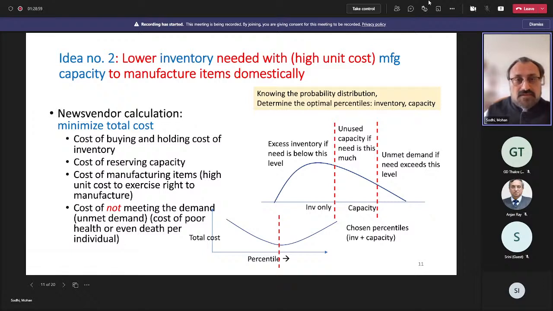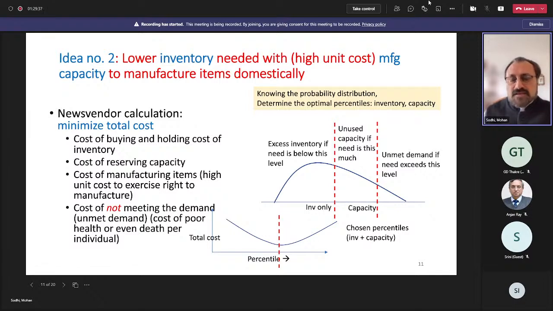Here again, we do the same calculation, except that now we will have a cost of reserving capacity. Let's say it's a question of ventilators. You go to the auto manufacturers and say, if we need ventilators in the future, we'll be coming to you. You just have to guarantee us that when we need it, you will give us this capacity, and we can pay you some rent over the years for guaranteeing that capacity. That's called the reserve cost.